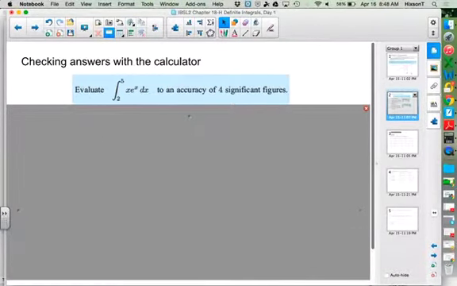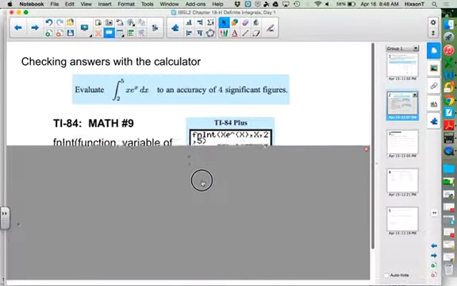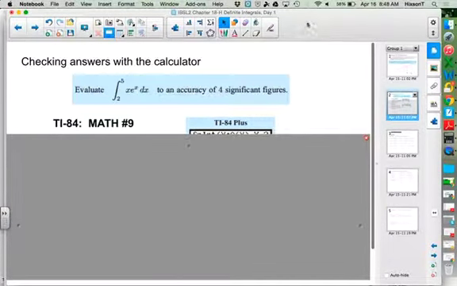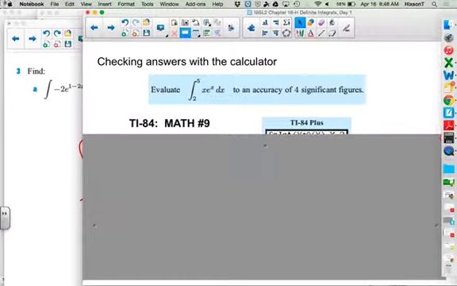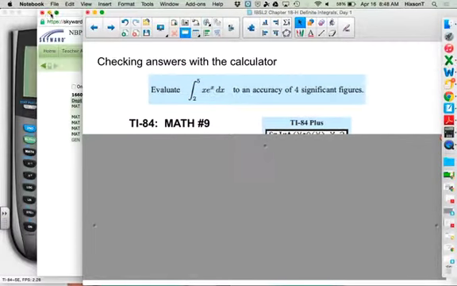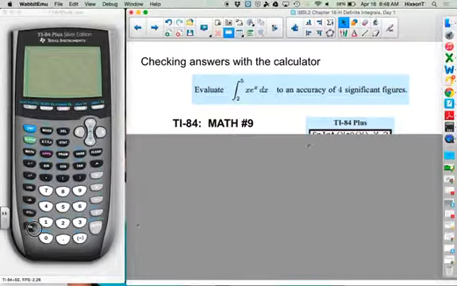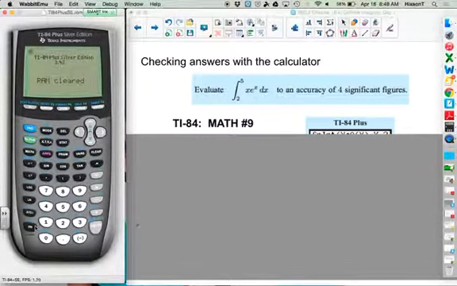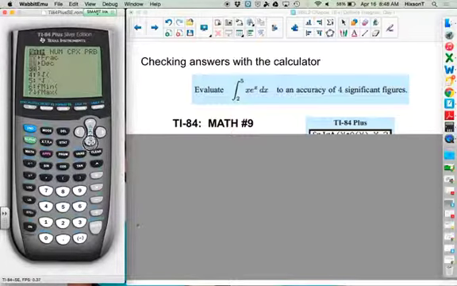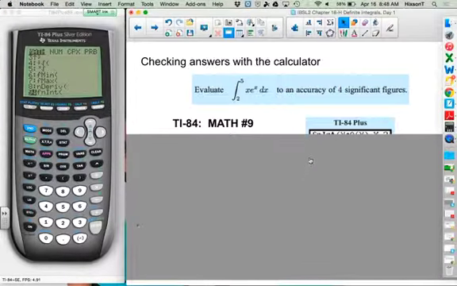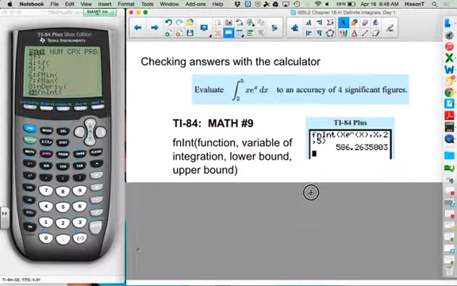Okay, so for the TI-84, first of all, hit the math key. Let me get this out of the way. All right, so on the 84, it's the same for the 83 as well. Okay, so if you hit math, then choice number 9 is fnInt. Okay, now what that means is that's the function and you're getting the integral.